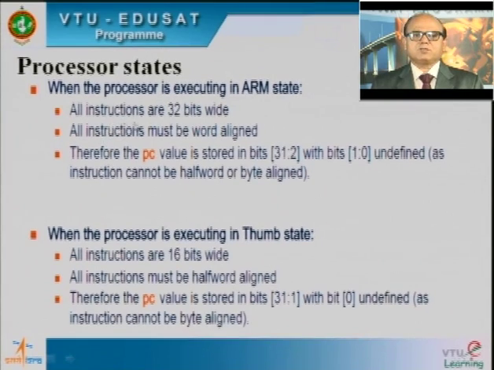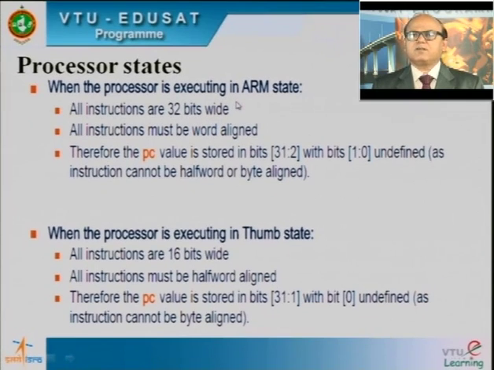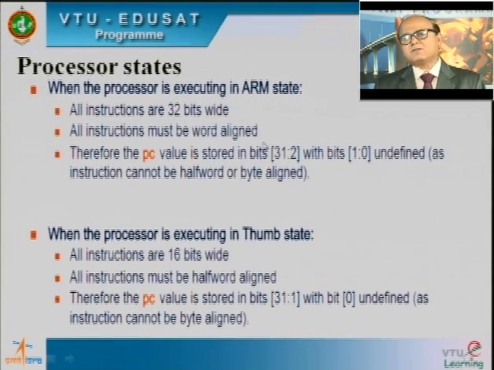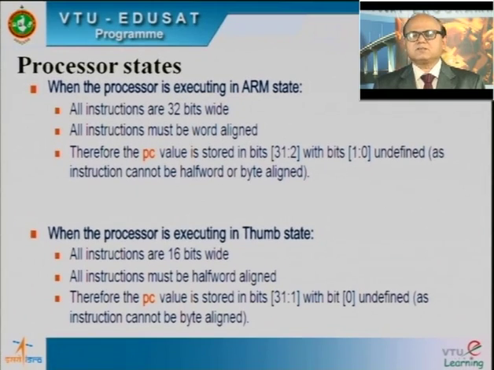Such 32-bit wide instructions I call the instruction set of the normal ARM state, and all the instructions must be word aligned. When I say word aligned, what I mean is each instruction should start from a byte address which is divisible by 4. So each instruction will sit in one row: if I align the memory as a 2-dimension of rows and columns, with the columns representing the 4 bytes, so 32 bits wide, each instruction will sit in a separate row. That is what word aligned means.